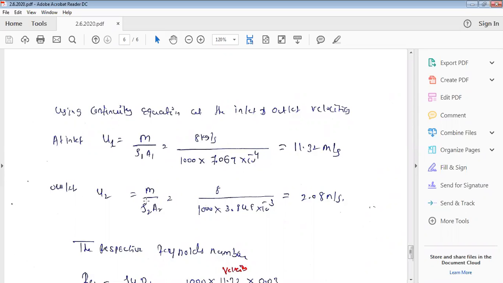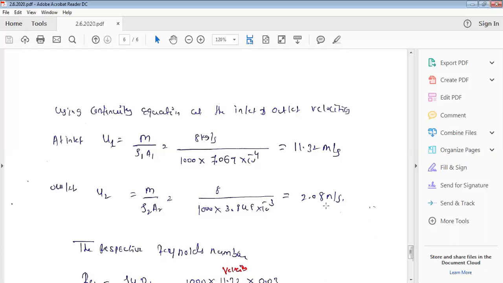Similarly, for the exit, U2 is the same mass flow rate divided by density into the area. Here again 8 kg per second, density is 1000, area is this much at the exit. At that time I am going to get the velocity as 2.08 meter per second. It is less as compared to the inlet.